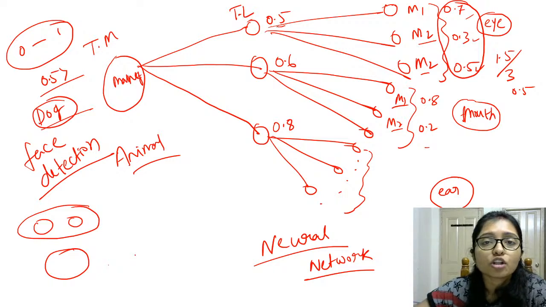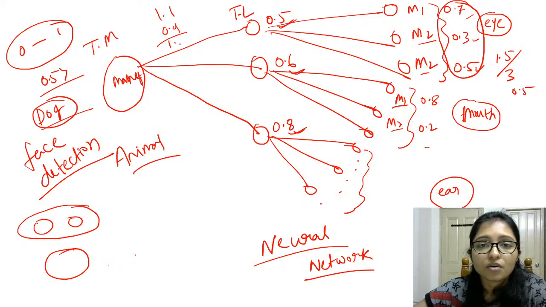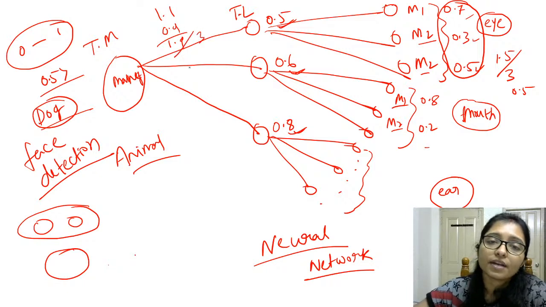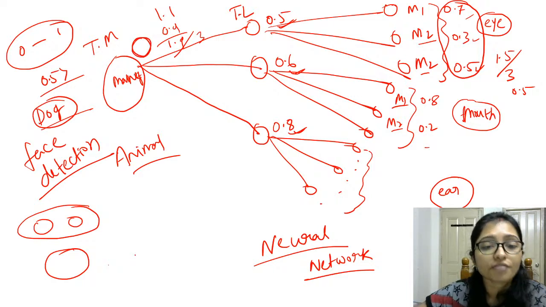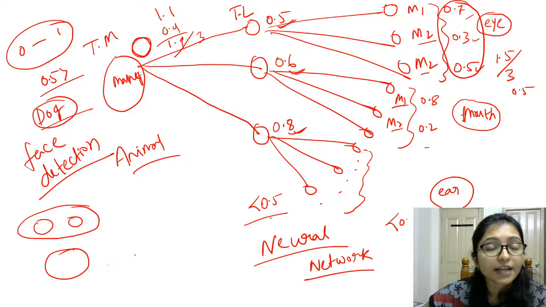Now from here also this will be added, and from here also it will be added again. It will be 0.5, 0.6, that is 1.1, and 0.8, so 1.9 is coming. Now 1.9 will be divided by 3. Now what will be the final result? According to the final result, if it is coming less than 0.5, then it will decide, no, this is not the dog.